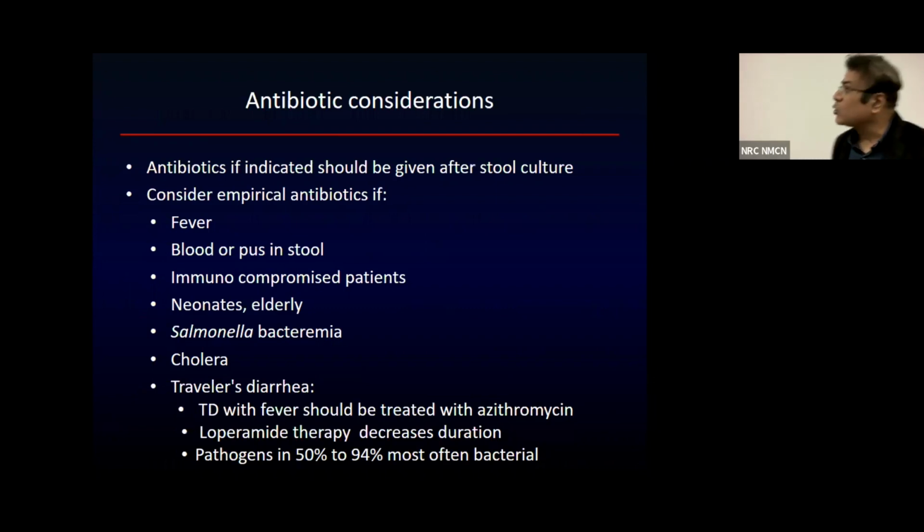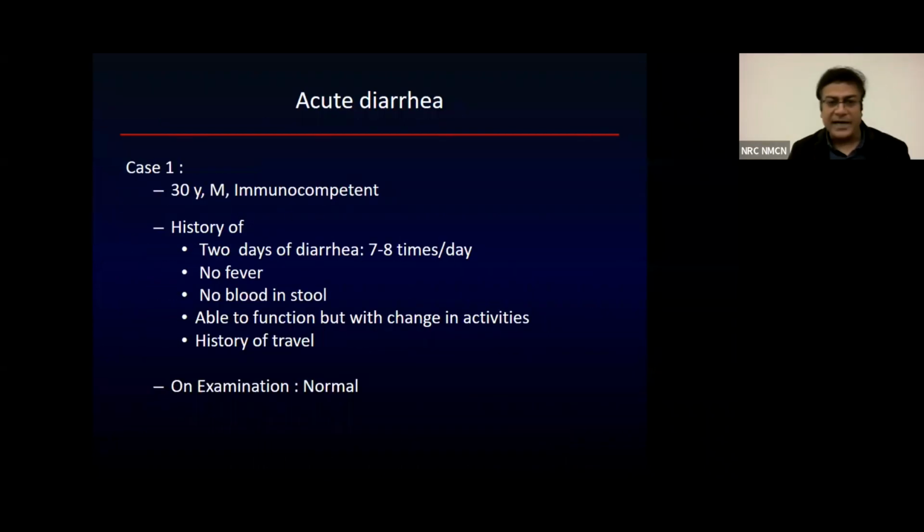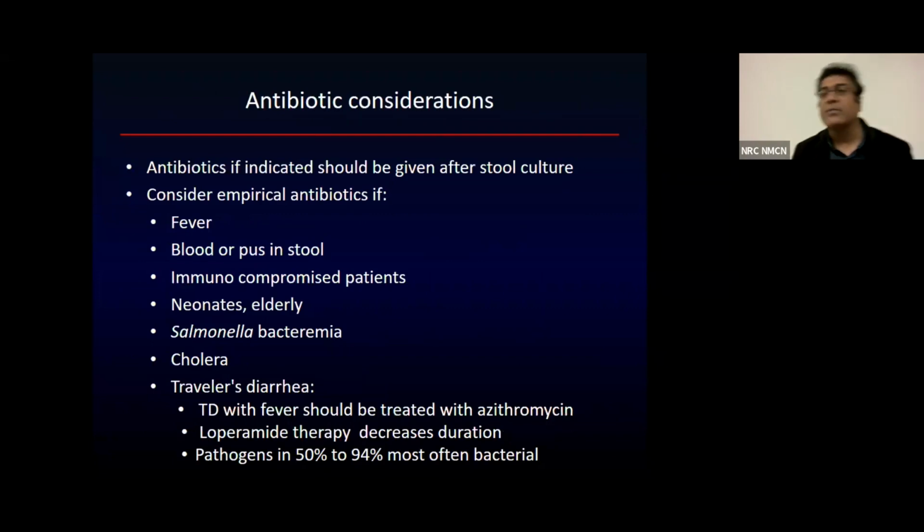There are certain scenarios where you need to give empirical antibiotics: presence of fever, presence of blood or pus in the stools, immunocompromised patients, neonates or elderly, Salmonella bacteremia, cholera, traveler's diarrhea. Traveler's diarrhea with fever should be treated with azithromycin. Loperamide, an anti-motility drug, is a very important drug in acute diarrhea, and it can significantly decrease the duration of illness and the frequency of stool. In traveler's diarrhea, bacterial pathogens are found in around 50 to 94% of patients.